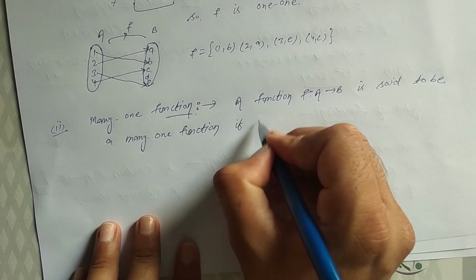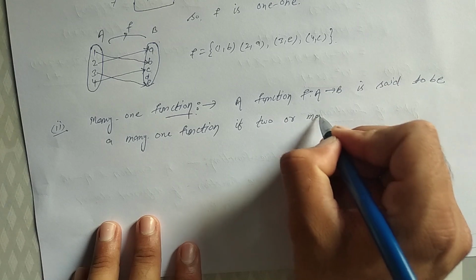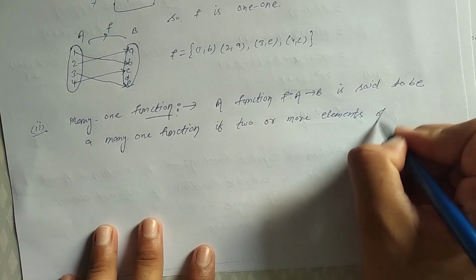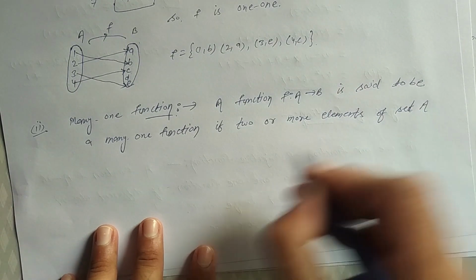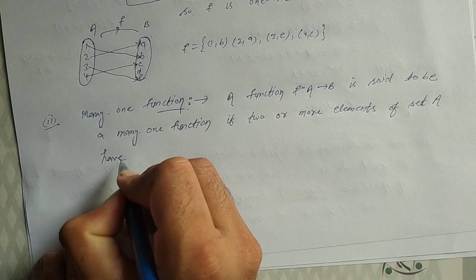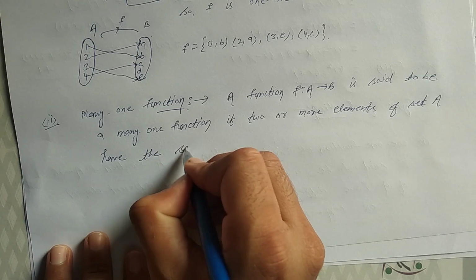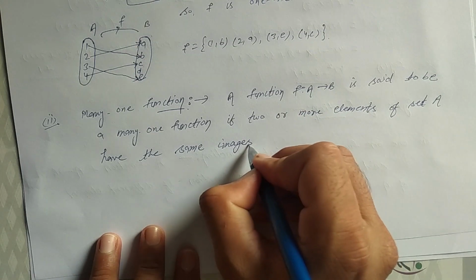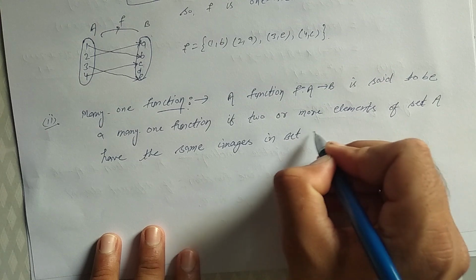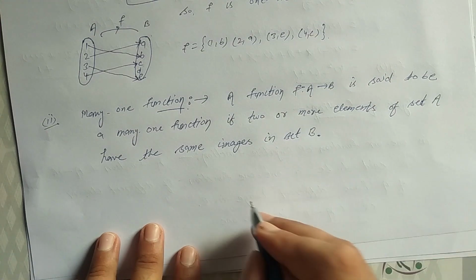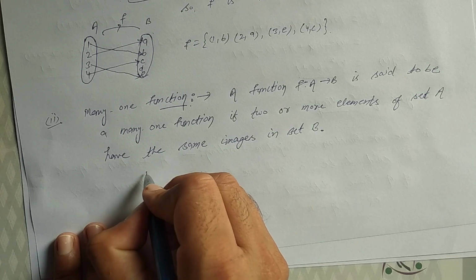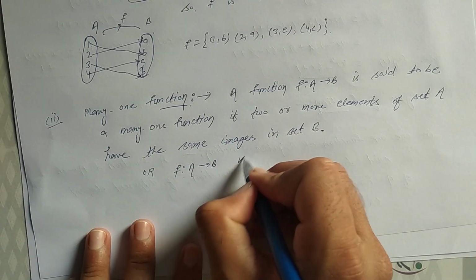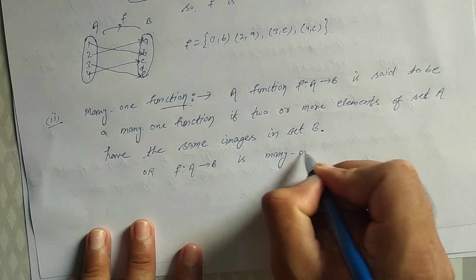if two or more elements of set A have the same image in set B. It implies f from A to B is a many-one function.